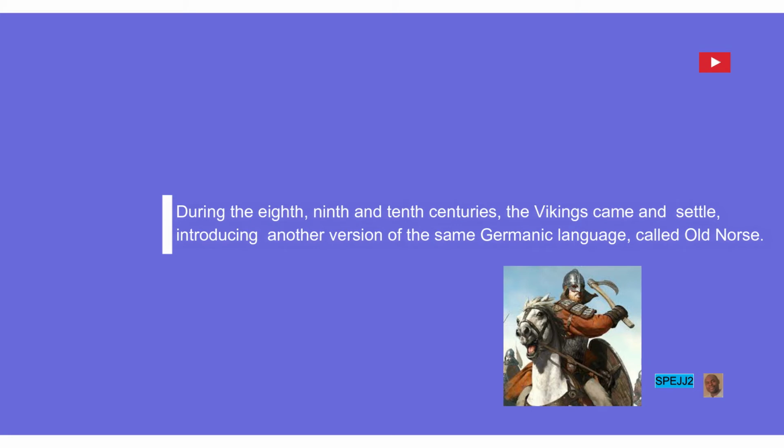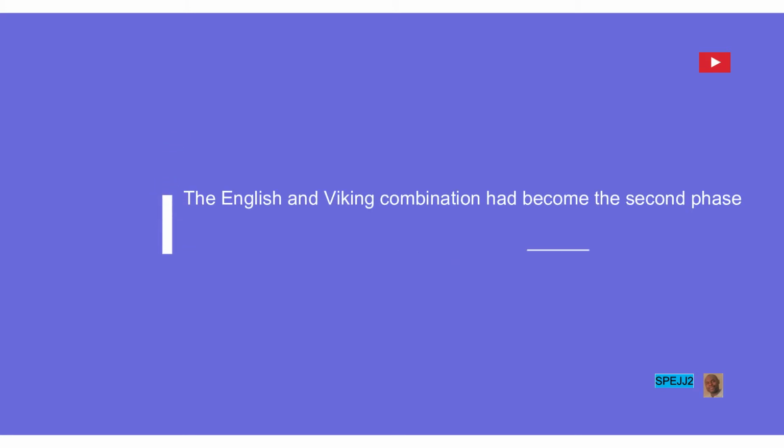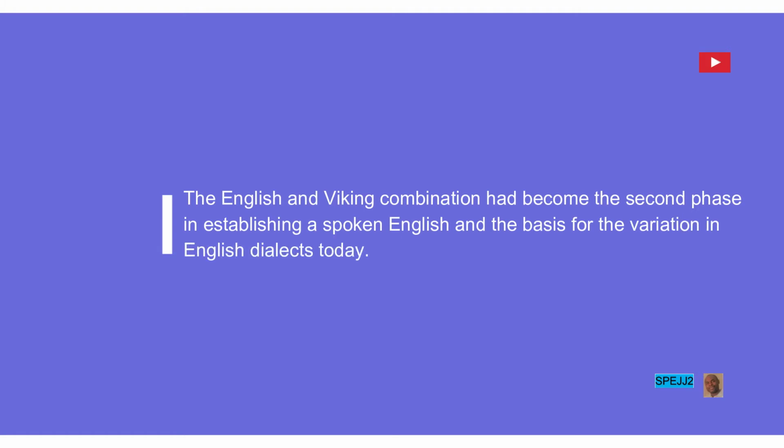During the 8th, 9th, and 10th centuries, the Vikings came and settled, introducing another version of the same Germanic language called Old Norse. The English and Viking combination had become the second phase in establishing a spoken English and the basis for the variation in English dialects today.